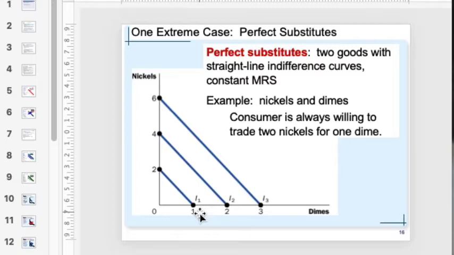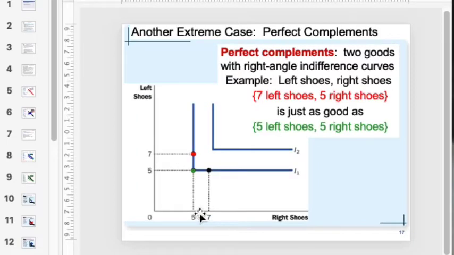In case of perfect complements, यहाँ पे एग्जांपल जूते की है. If I had 5 left shoes and 5 right shoes, मेरी happiness level 5 जूतों के pair की equal होती. लेकिन अगर मेरे पास 5 right shoes होते और 7 left shoes होते, तो these extra 2 shoes would be useless, because वो extra 2 जूतों का मैं क्या करता. So my happiness level would still be at the happiness level of 5 shoes. So in case of perfect complements, the indifference curve becomes right angles.